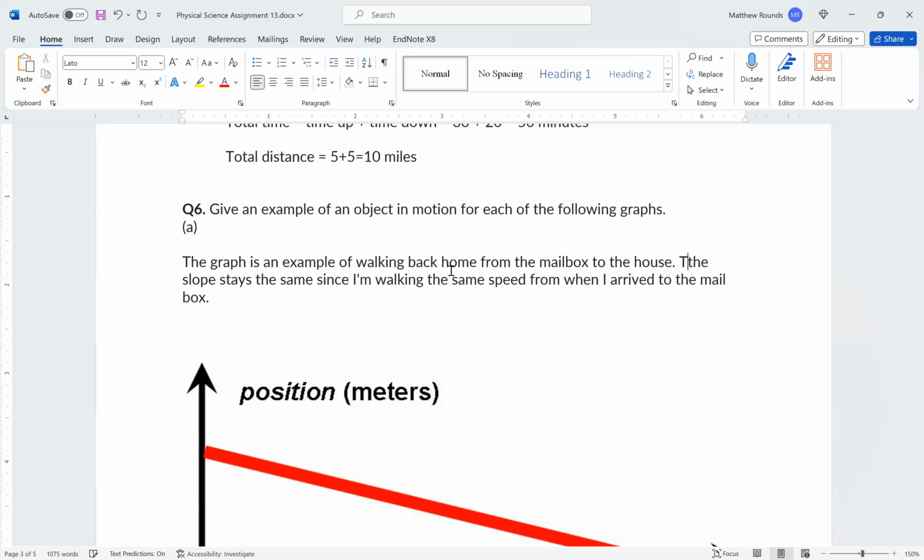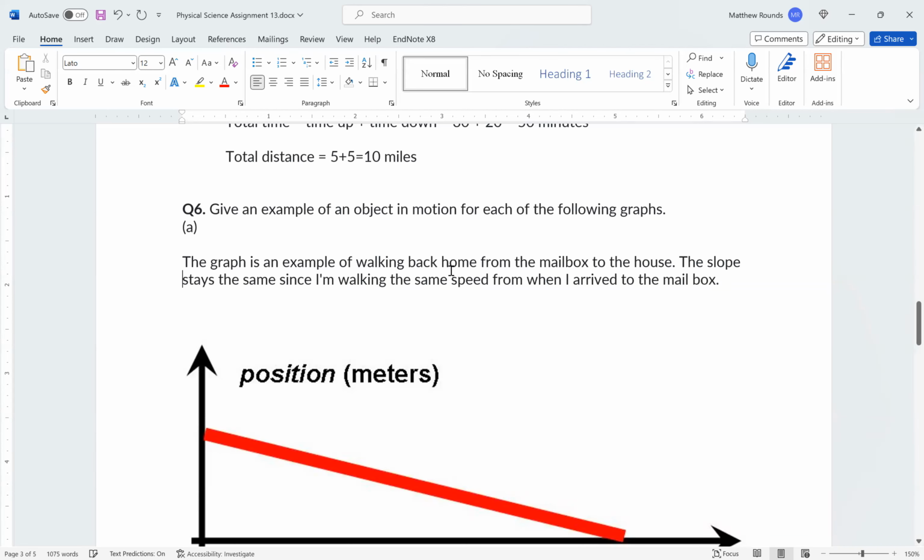The slope stays the same by walking the same speed from the mailbox to the house.